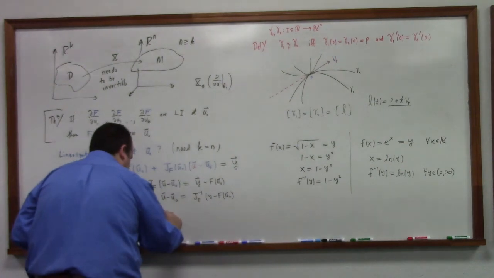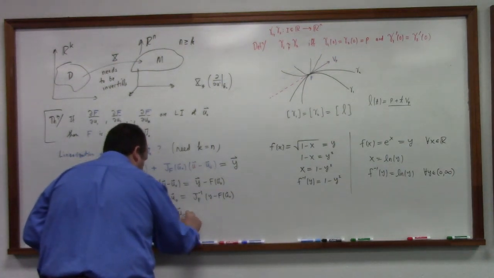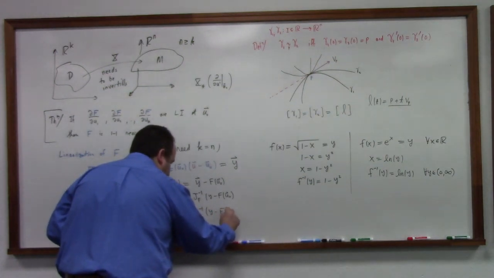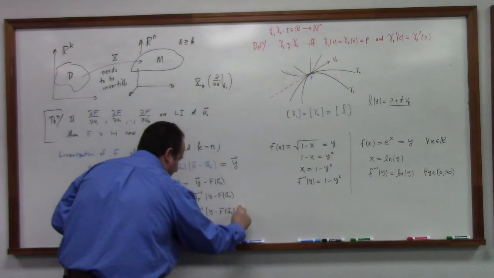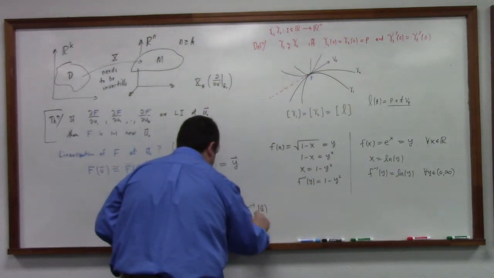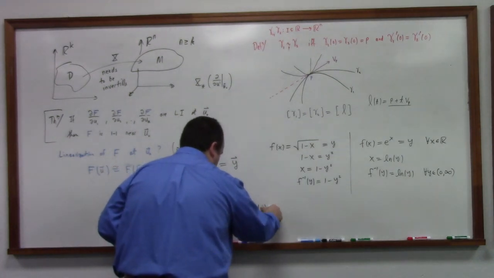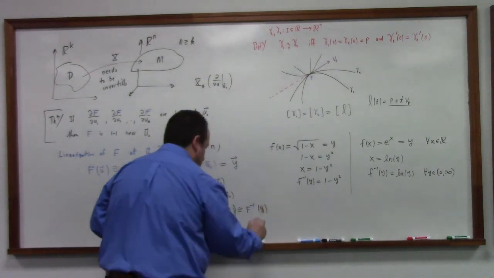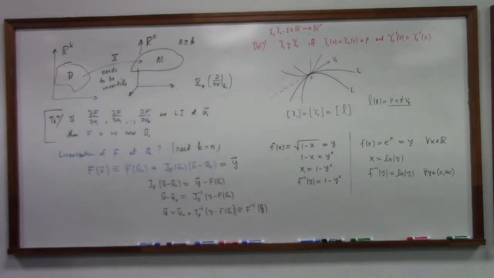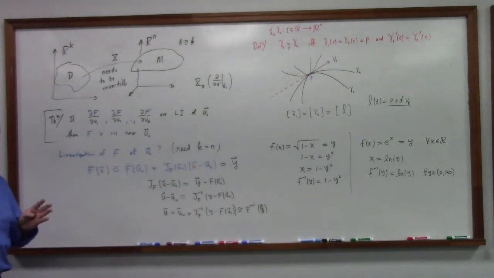And then add u naught. So there you go. u equals u naught plus the inverse Jacobian of f, times y minus f of u naught. That should be approximately equal to f inverse of y. This is actually more or less the proof of the inverse function theorem, or the inverse mapping theorem. It's essentially what I just showed you.